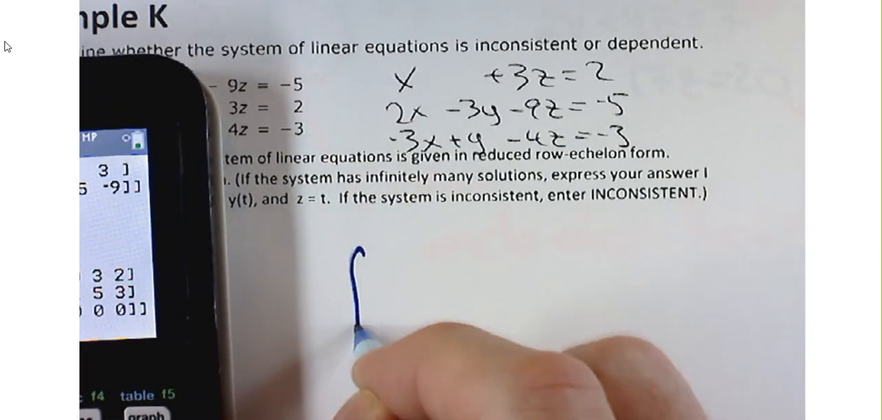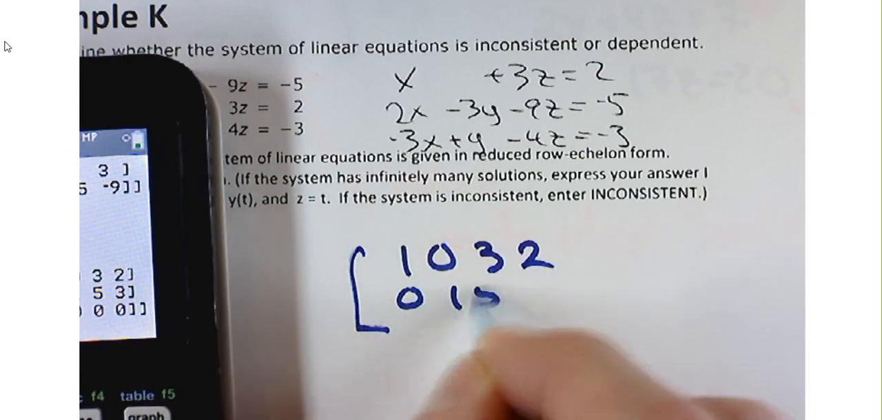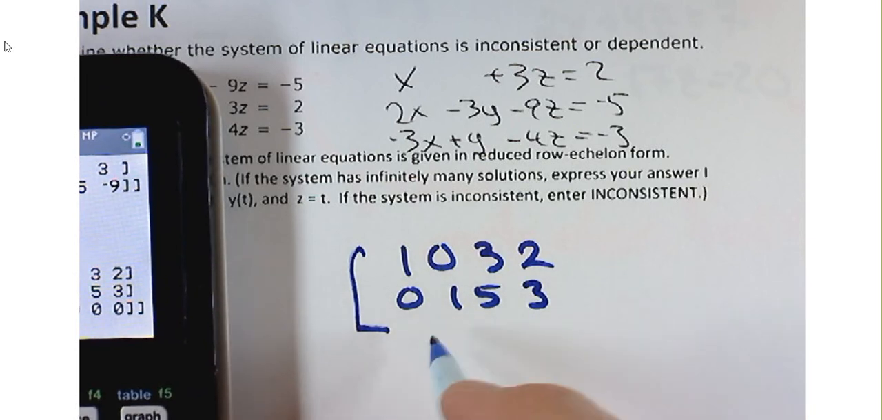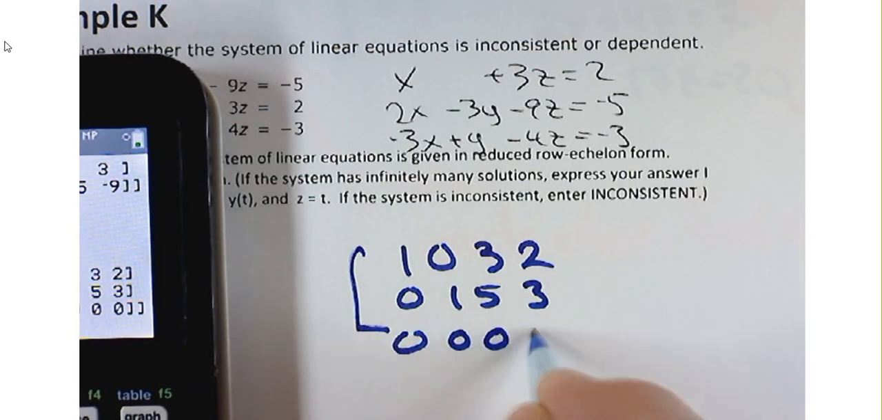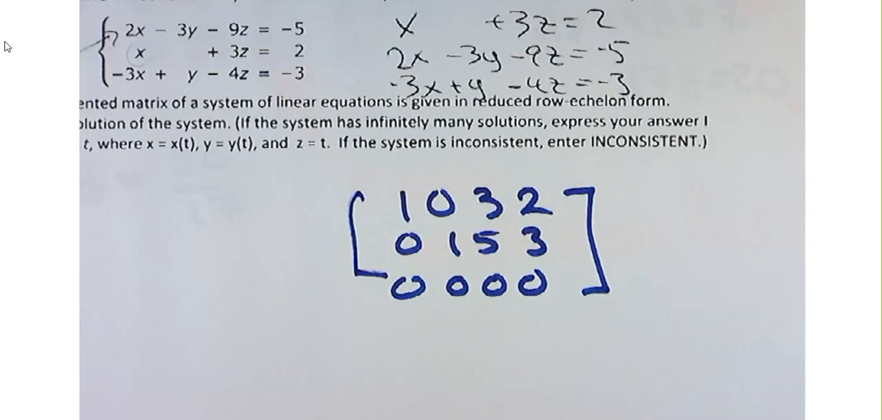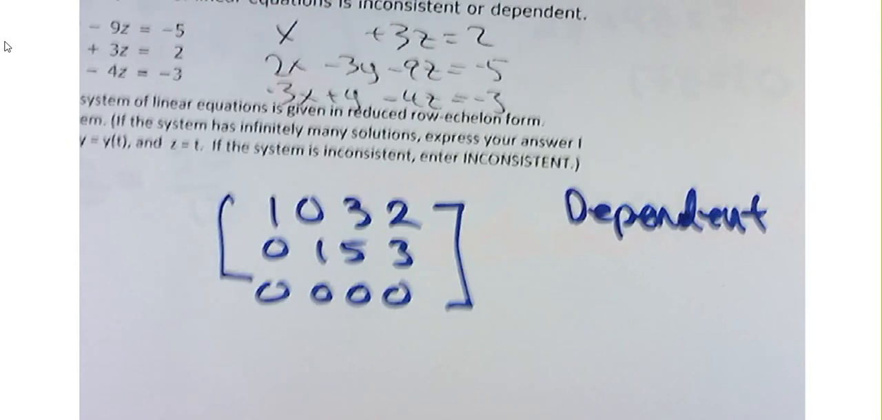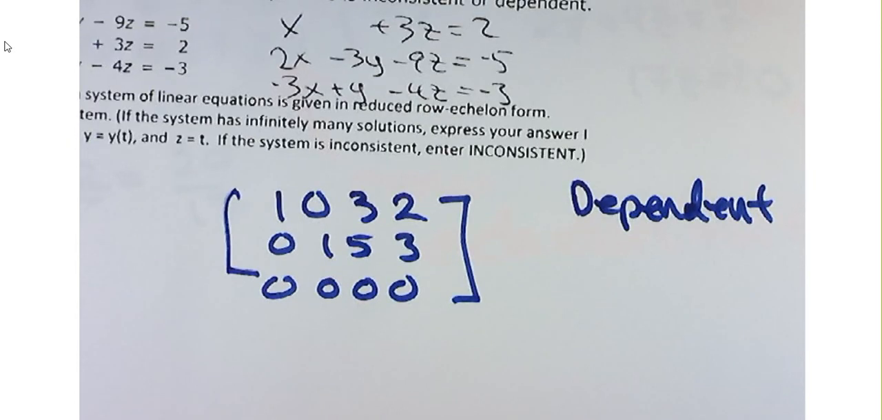This system equation reduces to 1, 0, 3, 2, 0, 1, 5, 3, and 0, 0, 0, 0. Now, if you have a row of zeros, that's telling you that your system of equations is what? Can anyone fill in the right word there? It's dependent. You're not getting one nice solution. You're getting an infinite number of solutions.